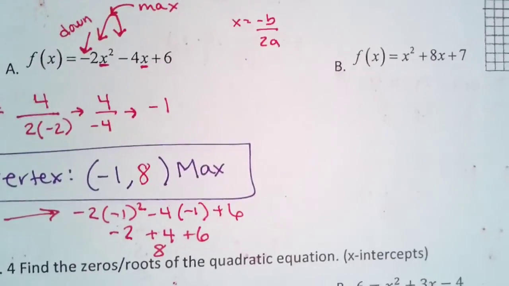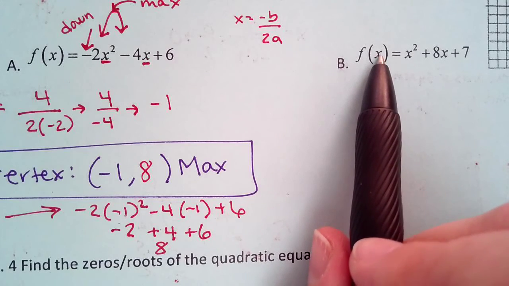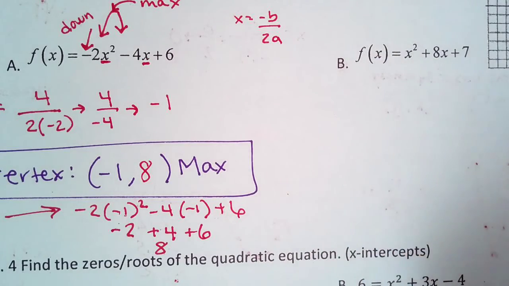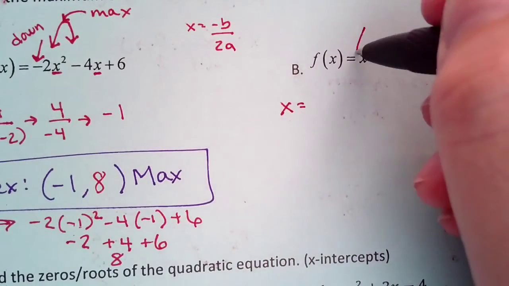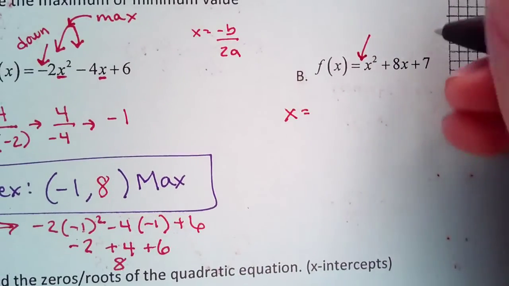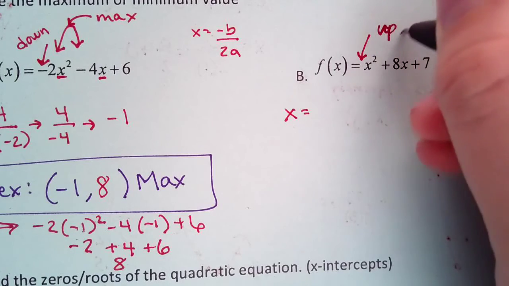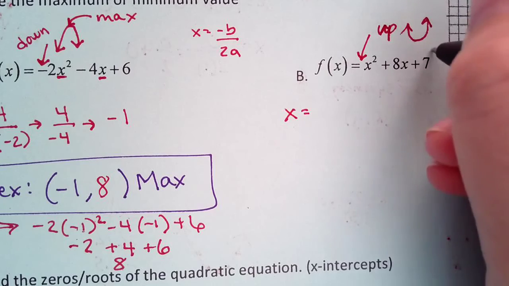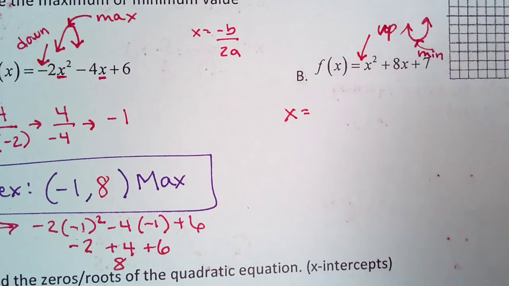B. Don't let these f of x fool you. It's the same thing as y. It's just function notation. The number in front of here is positive. So that tells us it's going to be upwards, so a U-shaped. And our vertex, the turnaround point, is going to be a minimum.